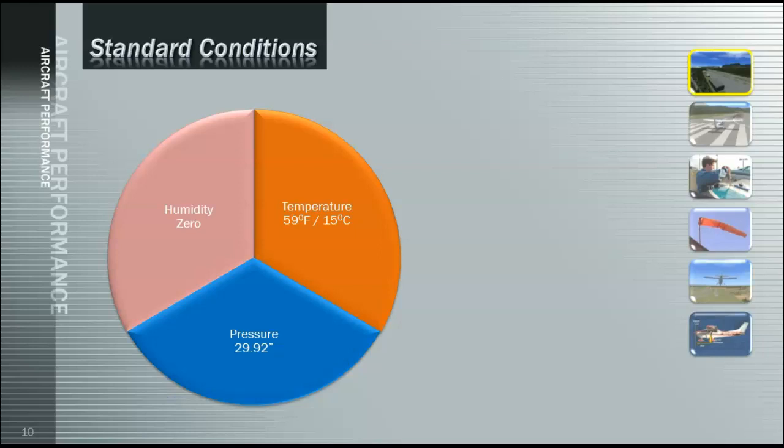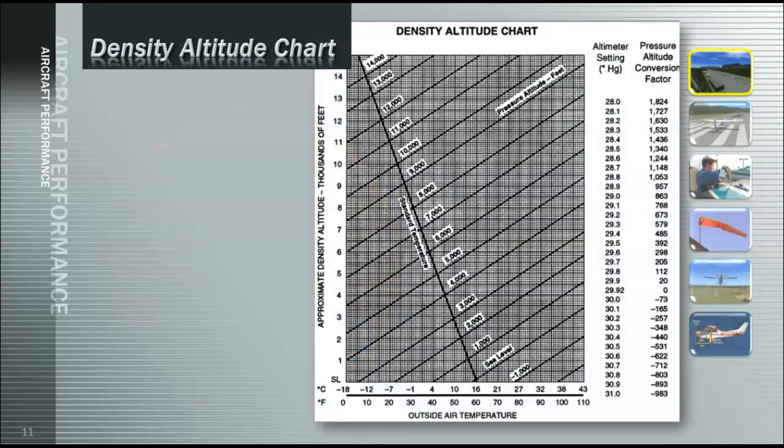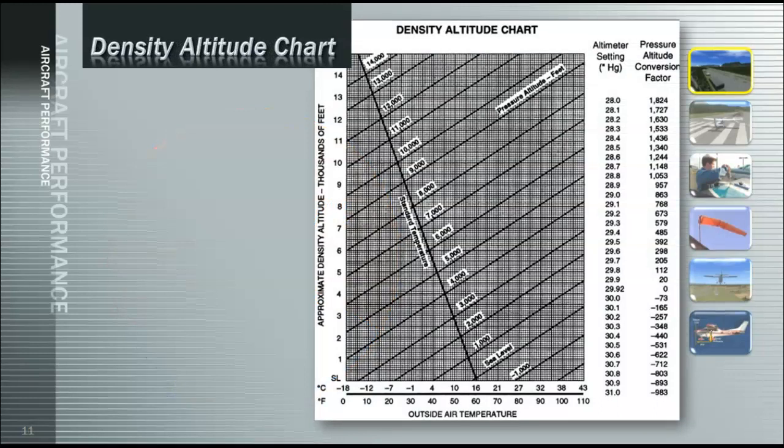So standard conditions again are a temperature of 59 degrees Fahrenheit or 15 degrees Celsius, pressure of 29.92 inches of mercury, and 0 humidity. This density altitude chart includes a table that will allow you to convert your indicated altitude to a pressure altitude, because remember, density altitude is pressure altitude corrected for non-standard temperature.